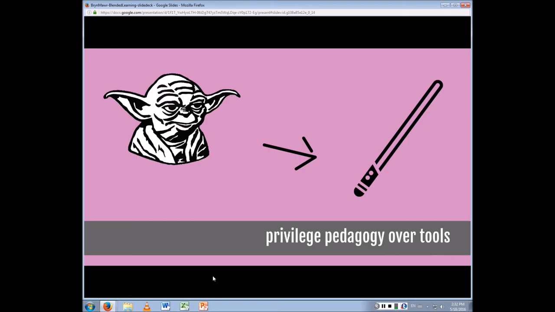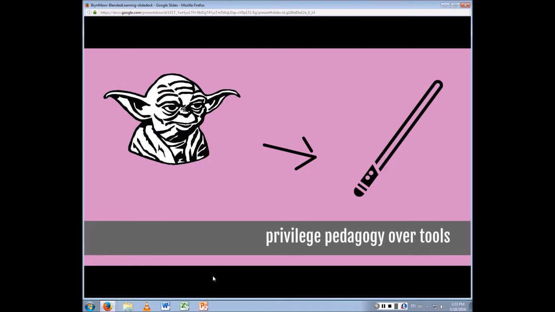The next thing that we do is we privilege pedagogy over tools. At the time I created this, The Force Awakens was out, and I just got caught up in the hype. I was thinking about who I could put on the slide as a master teacher, and there's so much, what person do you put, male, female? And so I thought, I'm going to stick with Yoda. Using Yoda as a metaphor and the lightsaber, the teacher versus the tool, we really do privilege the teacher over the tool.